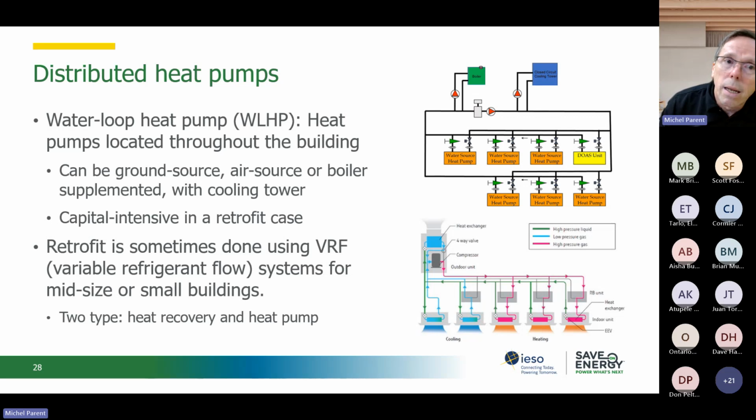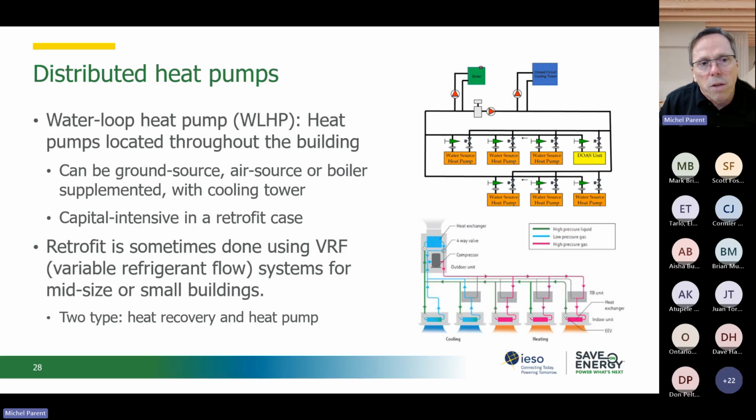You may need a small electric backup, but it will become an air source heat pump type of distributed water loop. So you replace your natural gas boiler with an air source heat pump like we saw before, and boom, you have converted, you have decarbonized your loop. The only thing is, because it's an air source heat pump, on the coldest days, you might need a little boost from either a gas boiler or an electric boiler if you really want to fully decarbonize.